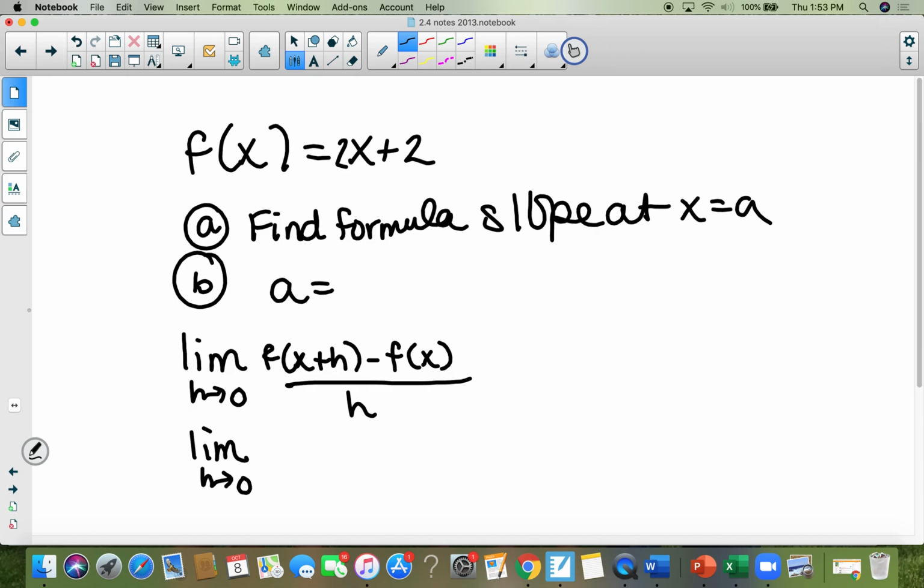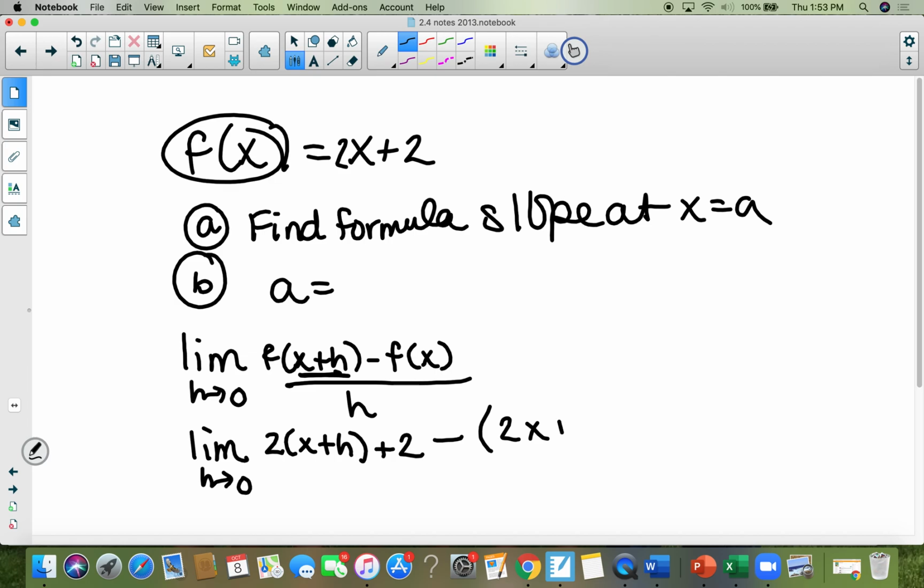Okay, here we go. It used to be f of x, correct? It's now going to be f of x plus h. That means in place of all the x's, it's not going to be an x. What is it going to be? x plus h. So you're going to put a 2 down, but in place of x, you're going to put an x plus h. You're going to put another plus 2 down. So this f of x plus h is going to be 2 parentheses x plus h plus 2. So far so good? Minus f of x, and doesn't f of x equal 2x plus 2? And I'm going to put that in parentheses, 2x plus 2, all over h.